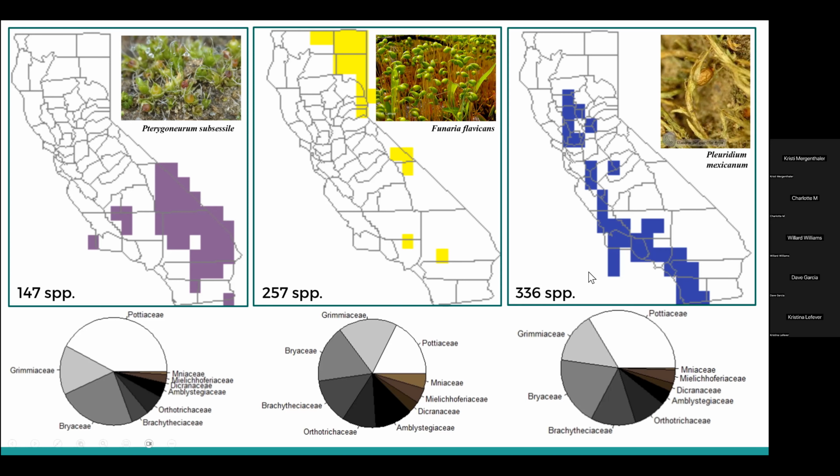Next, we look at the southern coast of California and the interior coastal ranges in blue. And again, we have an increase in species richness. We have at least one endemic species, Pleuridium mexicanum, that's not found in any other region. And this area differs from the Great Basin in having a lesser proportion of Grimmiaceae and a higher proportion of Pottiaceae and Bryaceae. Let's see, those are the first three.